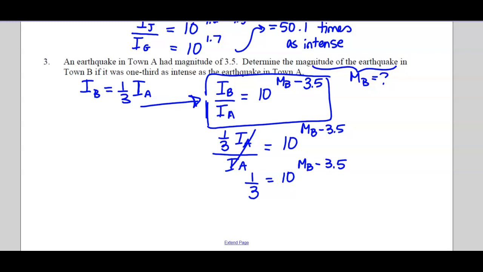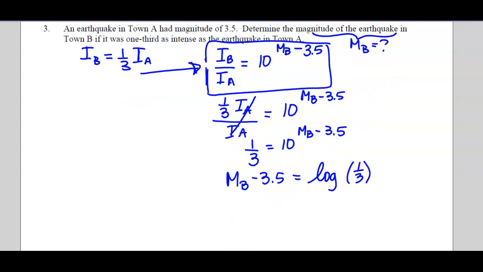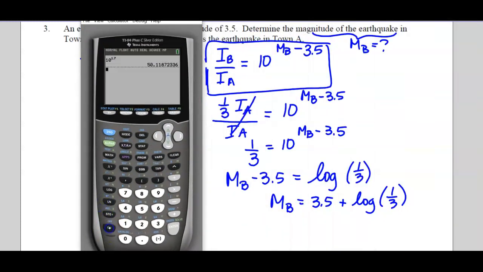Okay, so you can convert this to logarithmic form, or you can take the log of both sides. Remember, this is base 10. So MB minus 3.5 is the exponent, where you have the log base 10 of 1/3. And remember, log base 10 of a fraction less than 1 is going to be a negative value. So that means it's going to be smaller than 3.5 because you end up subtracting.